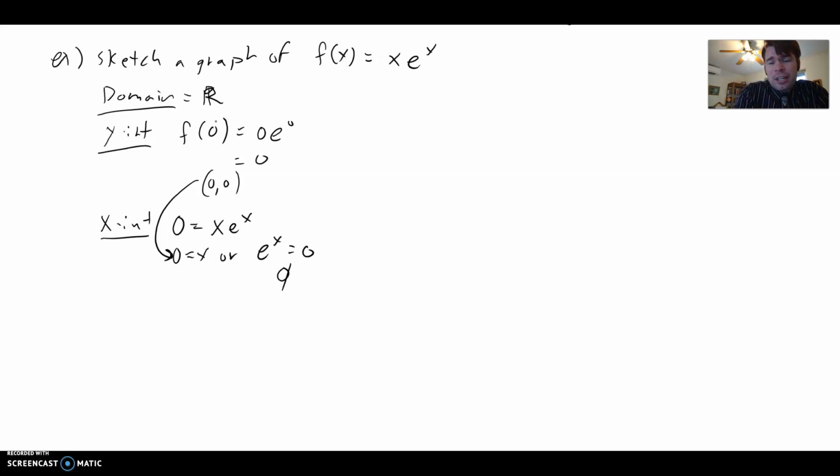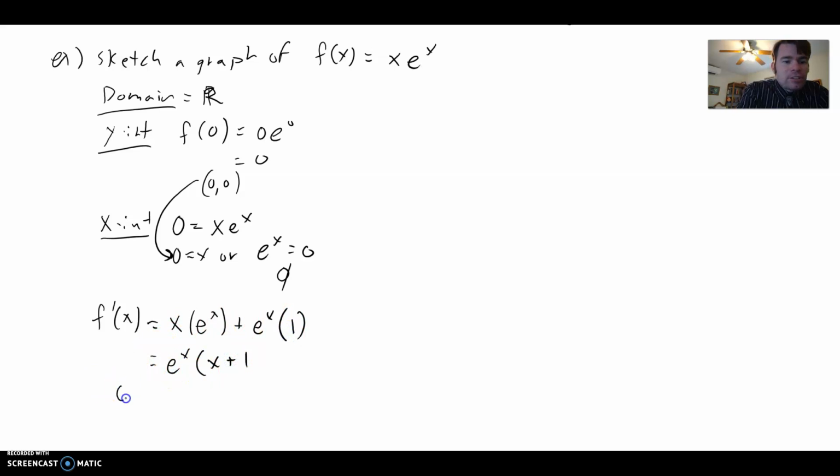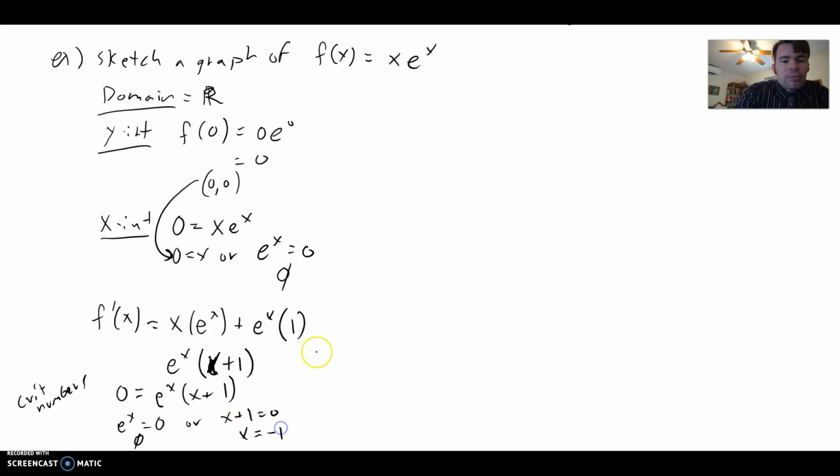Next thing I'm going to look at is the first derivative. So that would be f prime of x. Because the original function is a product, we're going to use the product rule. The first times the derivative of the second plus the second times the derivative of the first. And so this is e to the x times x plus 1. If we set that equal to 0 to find the critical numbers, then we'll have 0 equals e to the x times x plus 1. That gives us e to the x equals 0. Again, there's no solutions coming from there. Or x plus 1 equals 0, which gives us x equals negative 1.